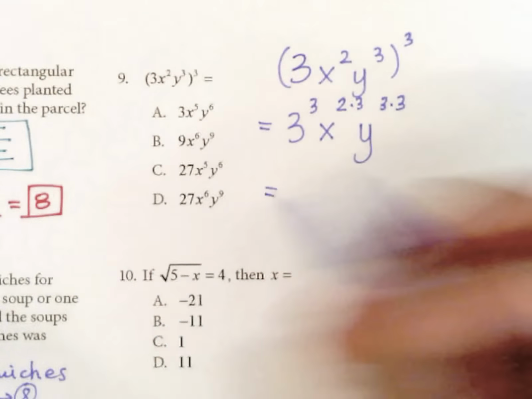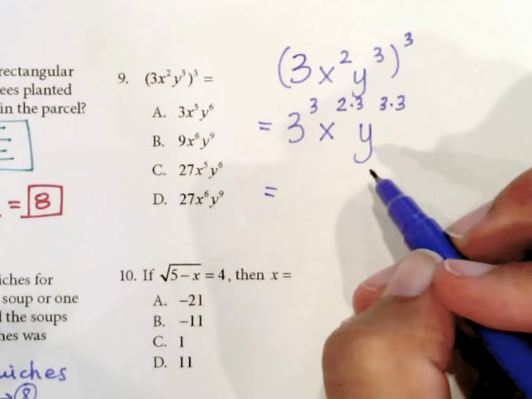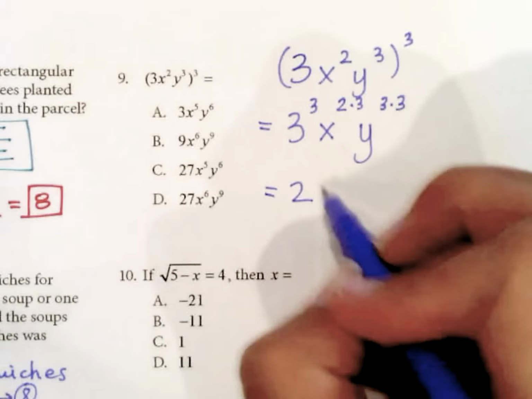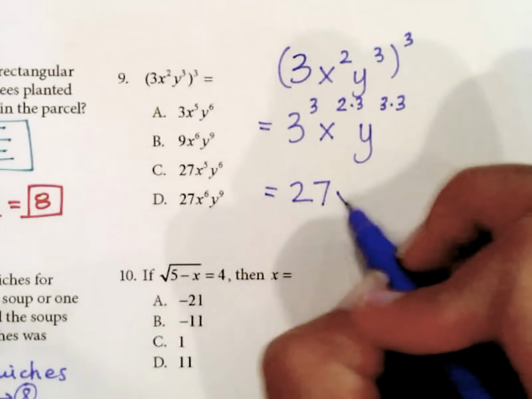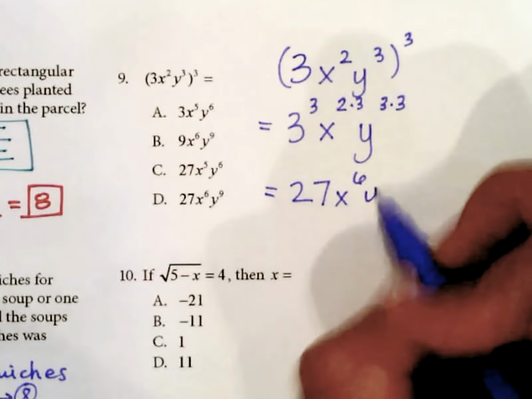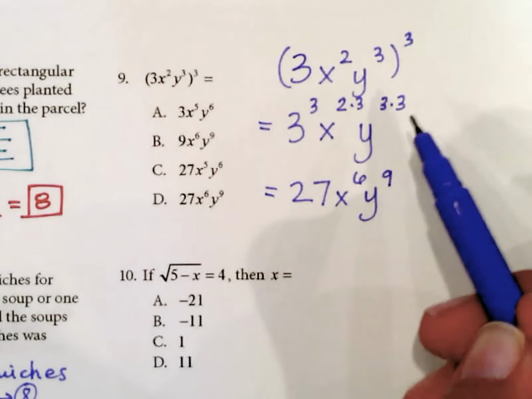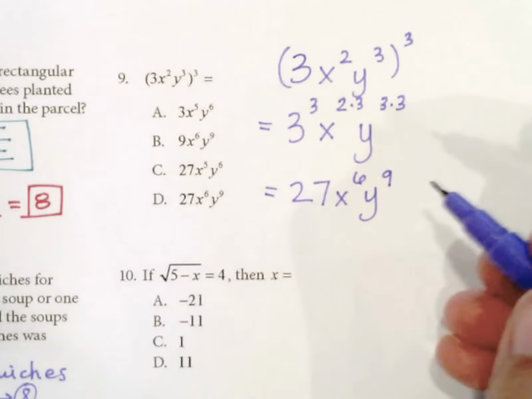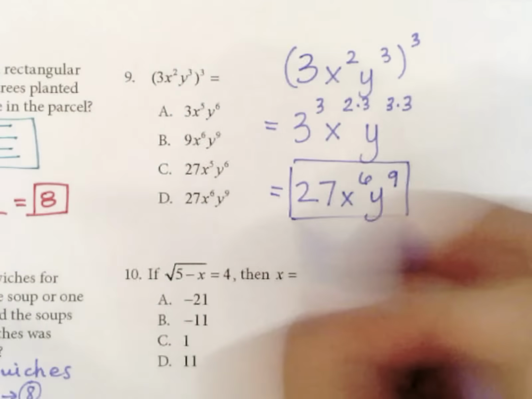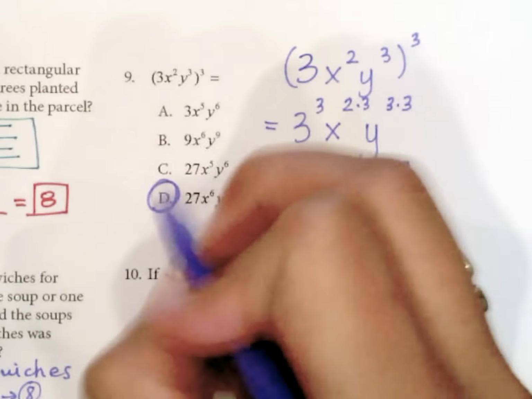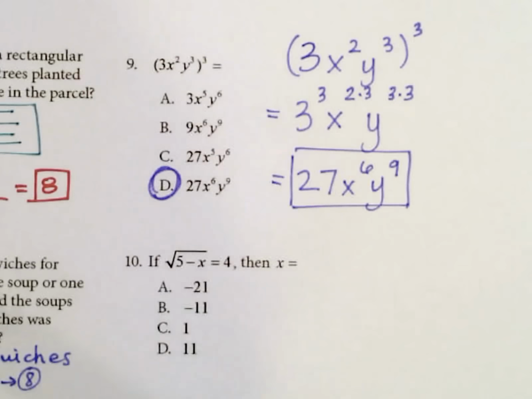So this equals 3 to the third power. 3 times 3 is 9. 9 times 3 is 27. X to the 6th, y to the 9th. 2 times 3 is 6. 3 times 3 is 9. So 27, x to the 6th, y to the 9th. Our answer is D for number 9.